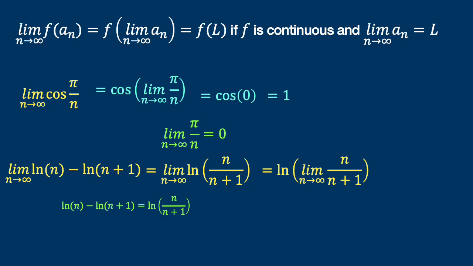This sequence has a quotient form, so you can use L'Hopital's rule. The derivative of n is 1, the derivative of n plus 1 is 1. So the limit of this sequence is 1. Then it's ln 1, and that's going to be 0. This is a very powerful property to find the limit with a continuous function.